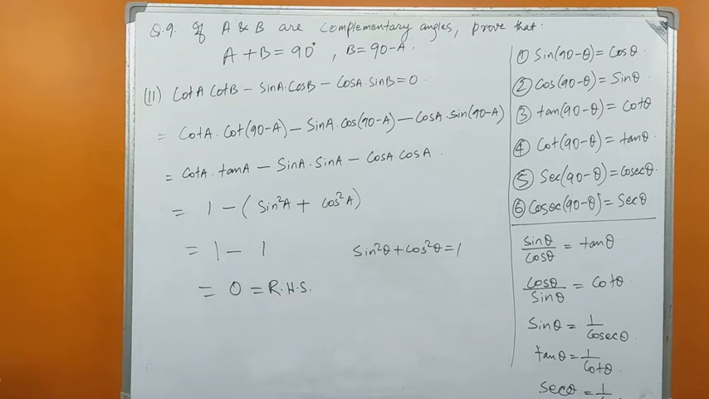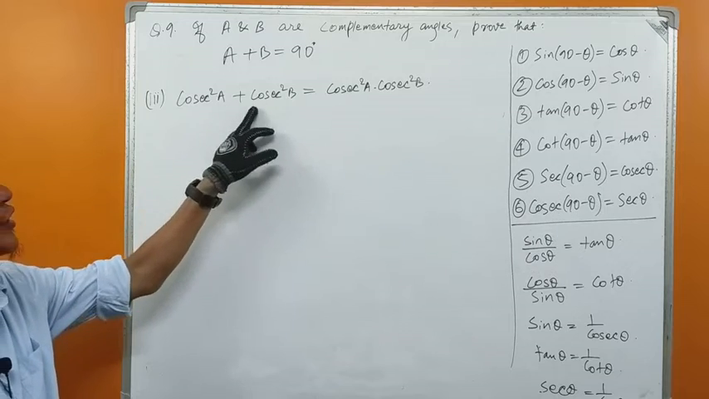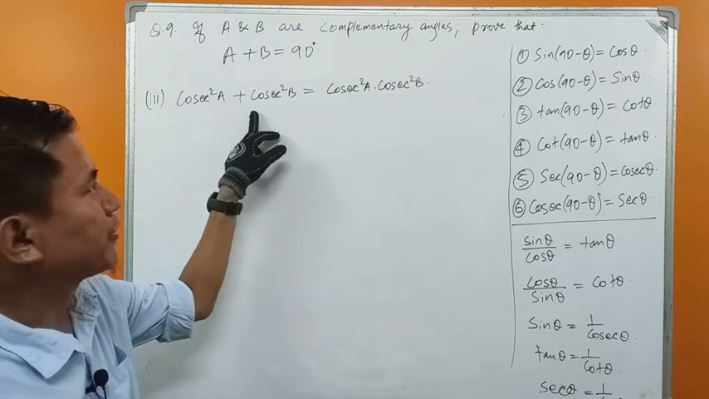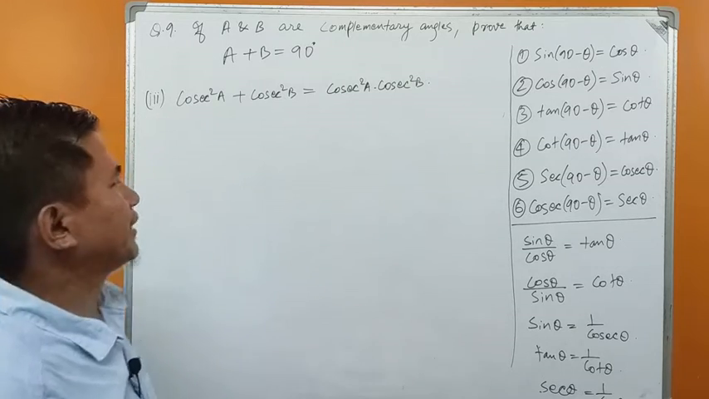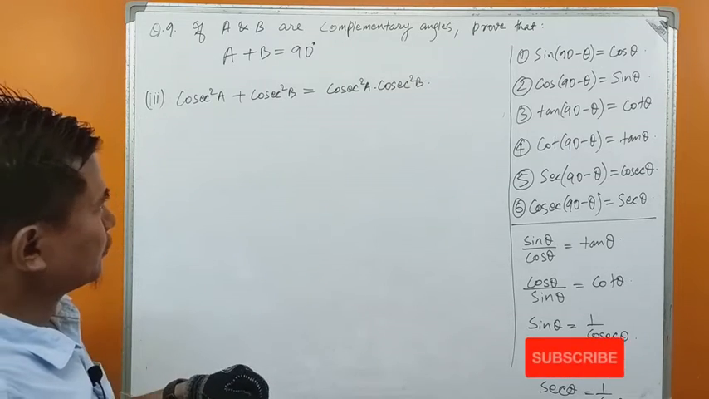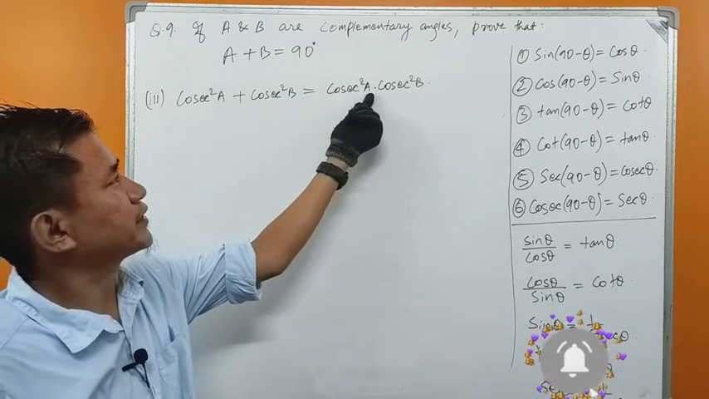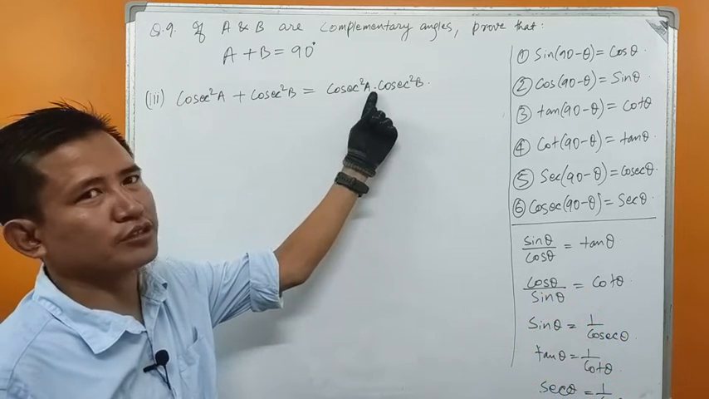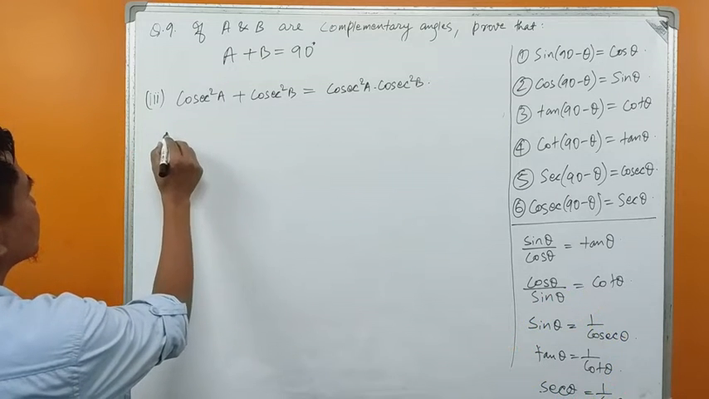Now let us do the next question, that is 3 of 9. We have cosec square A plus cosec square B in the left hand side, and we are asked to prove this equals cosec square A into cosec square B, isn't it? So here we have a plus sign, and here we need to make this plus sign into a multiplication sign, isn't it? So how can we do this?